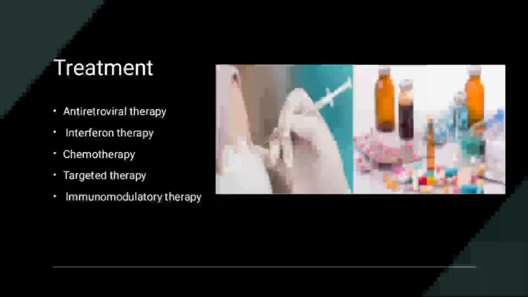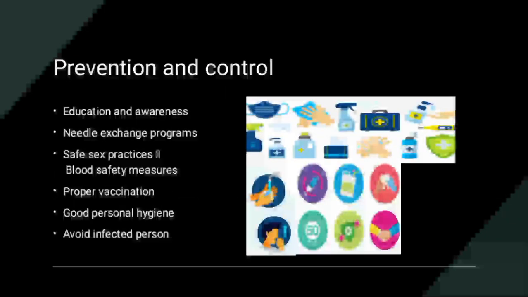Treatment of oncogenic retroviruses. Some therapies that can treat oncogenic retroviruses: antiretroviral therapy, interferon therapy, chemotherapy, targeted therapy, immunomodulatory therapy. Prevention and control: education and awareness, needle exchange programs, safe sex practices, blood safety measures, proper vaccination, good personal hygiene, avoid infected persons.